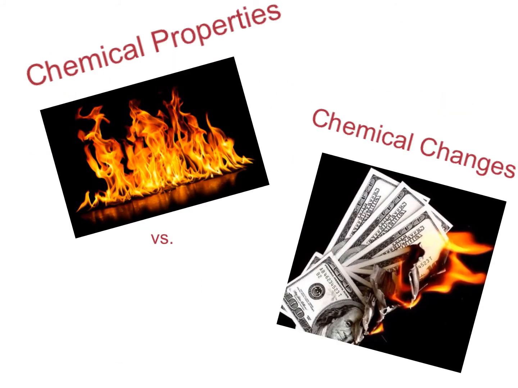Chemical properties look at how a substance reacts and changes into different substances. An example of this would be gasoline, which is flammable. Flammability would be a chemical property of gasoline. The burning itself, or the process of combustion, would be considered a chemical change. In a chemical change, new products are being formed. In a combustion reaction, the products are going to be carbon dioxide and water and heat and light.